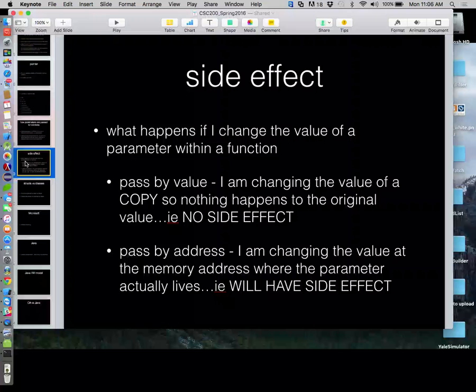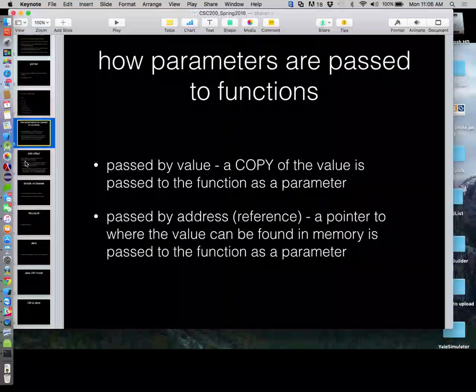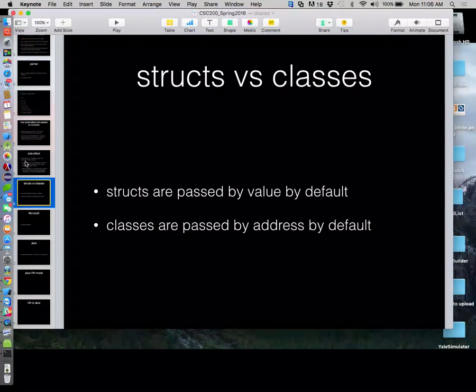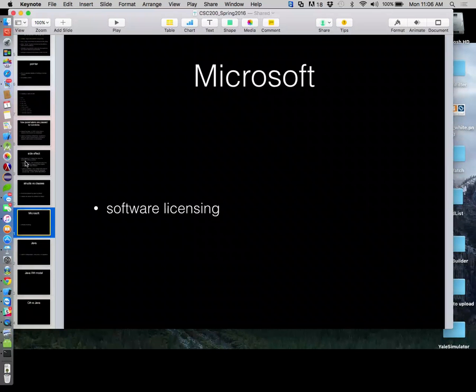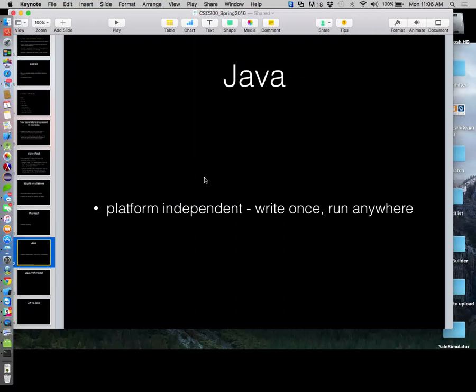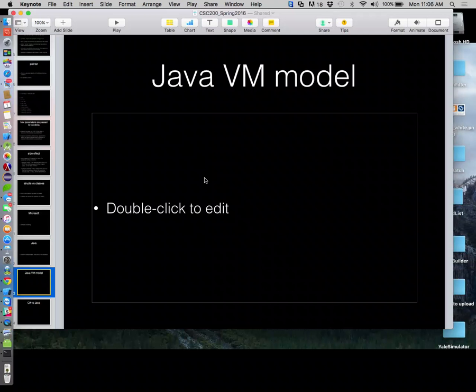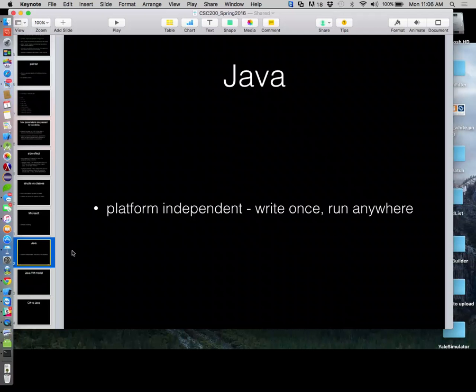Okay. Let's see. So last time we talked about side effects, structs versus classes, and kind of the Microsoft backstory with software licensing, them licensing IBM an OS that they didn't have. We talked about Java and how it's platform independent. Put a note here to talk about the virtual machine model for Java. Okay, so let's go this route.